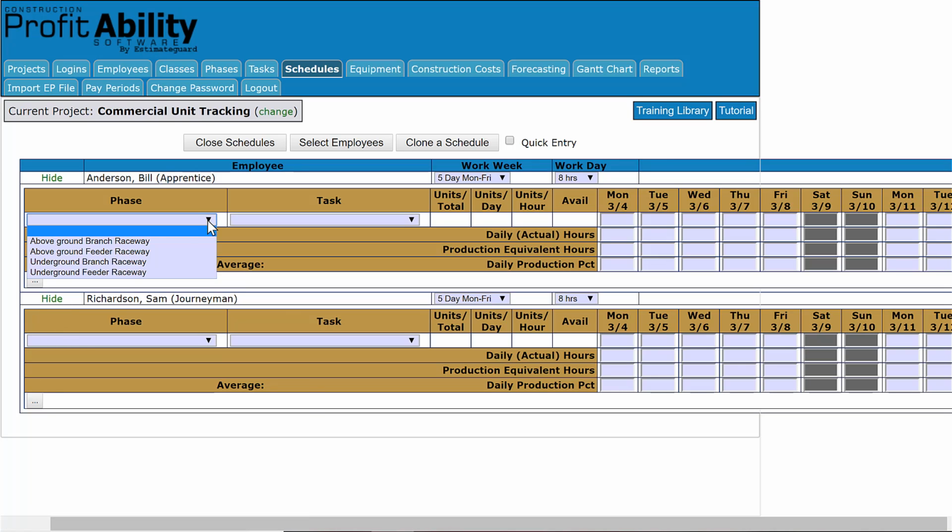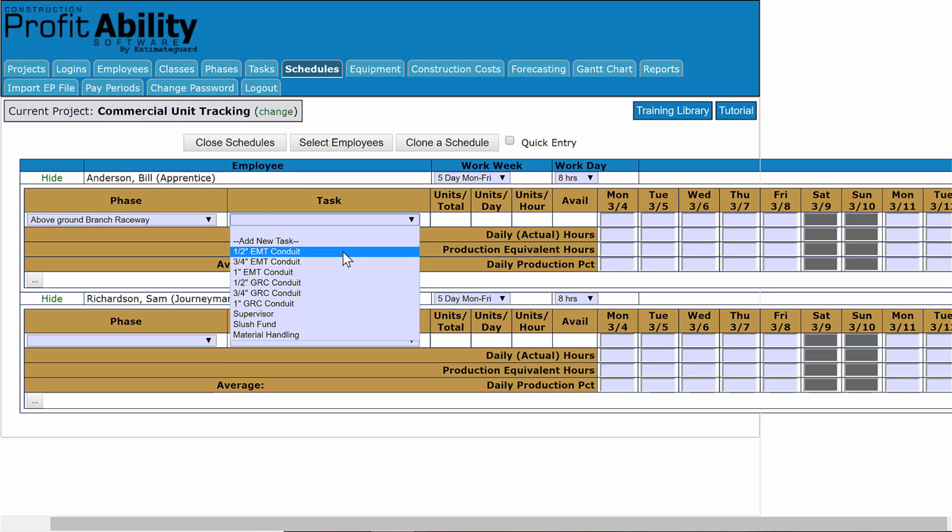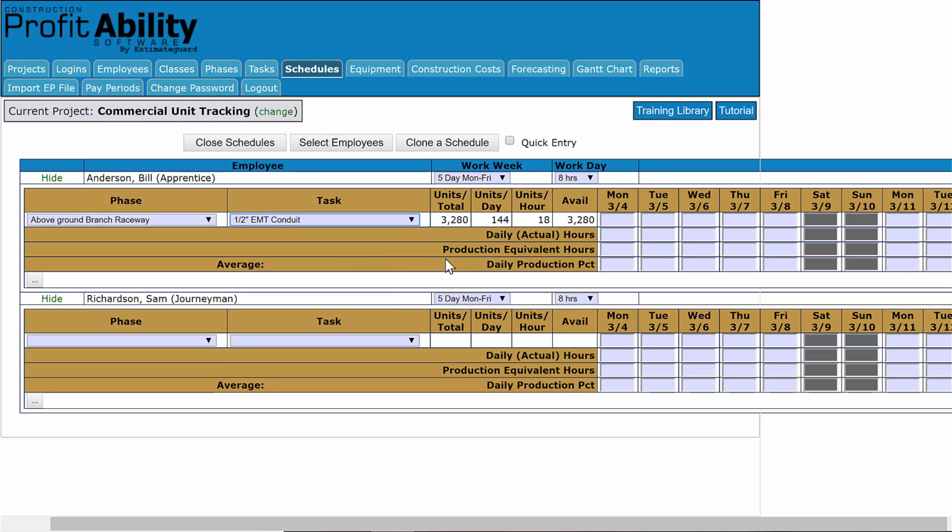I'm going to select our phase of construction. It's going to be above ground branch raceway. I'll select 1/2 inch EMT conduit. This tells me that there is 3,280 feet of 1/2 inch EMT in this project. This particular worker, Bill Anderson, who is an apprentice, based on his wage, he needs to install 18 feet of 1/2 inch EMT every hour for a total of 144 feet per day.